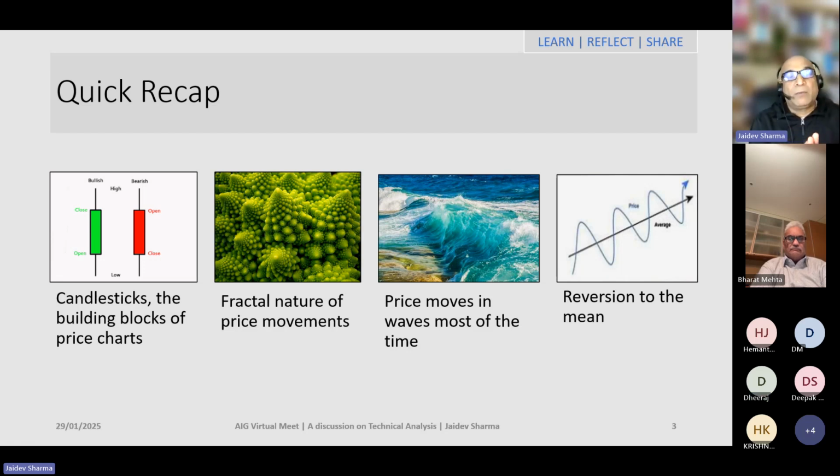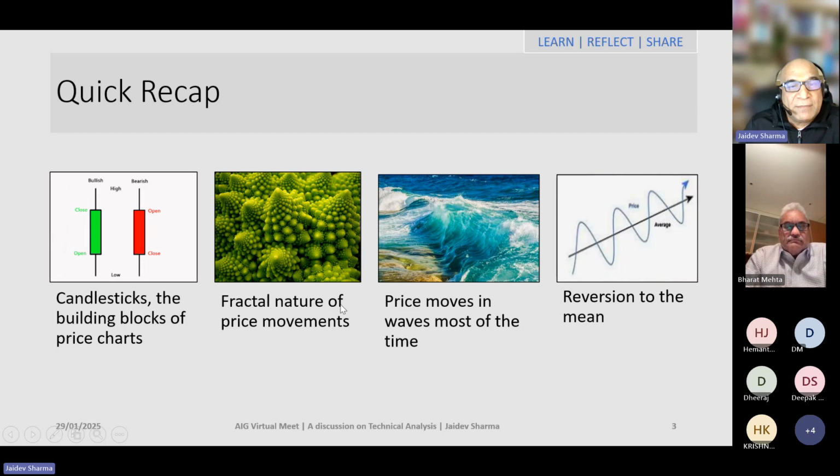This is the basic building block of any chart, and whatever time frame you choose to make a chart, each candle represents that time frame. So if you're looking at hourly, a candle represents price action within an hour. If you're looking at daily, each candle represents a day. Okay, so you have to remember that when you're looking at charts.